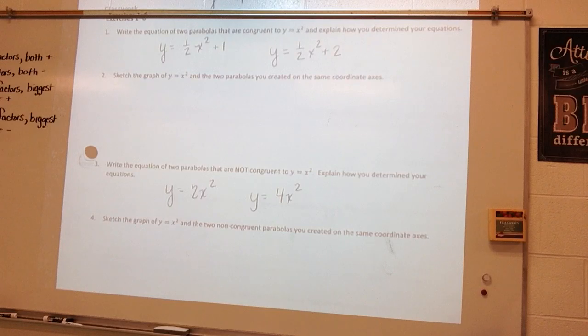And then use your work in exercises 1 through 4 to answer the question posed in the lesson title: are all parabolas similar? Explain your reasoning. What you're going to see is that when we change the a value in our parabola equation, the graph is basically the same shape. You do have to make sure that you have your graphs when you turn your work in.